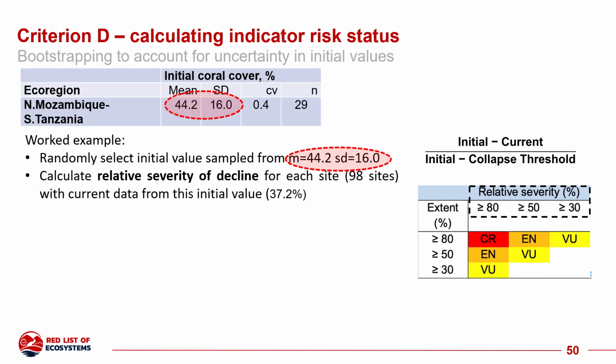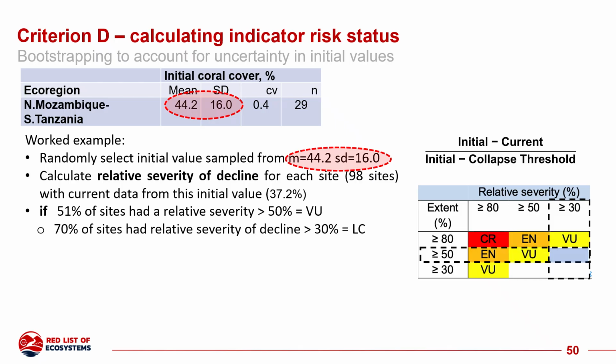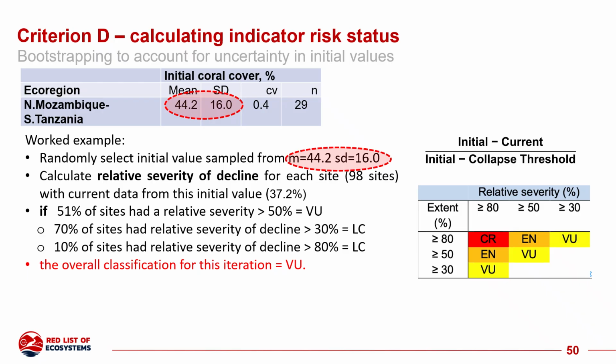Anyway, back to using the matrix to determine a risk category. If 51% of sites have a relative severity of 50%, then it is vulnerable. If 70% of sites have declined by 30%, then it is least concern. And if only 10% of sites have declined by 80%, it is also least concern. The highest risk category triggered in that iteration becomes the provisional classification, in this case, vulnerable.